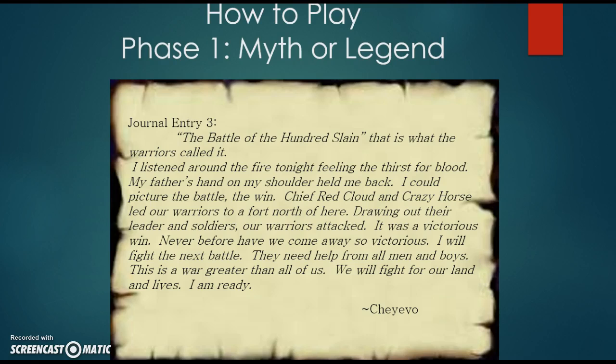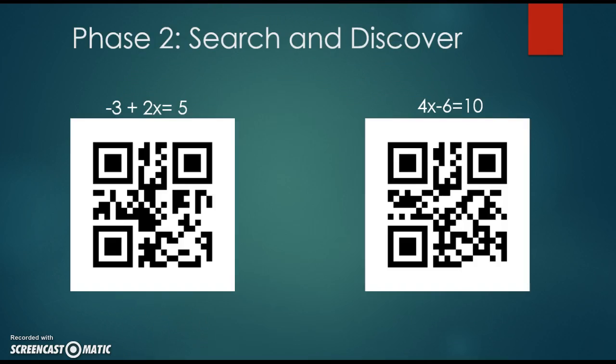By completing that, they have completed phase 1 and then will be moved into phase 2, which is a search and discover. Through their research in phase 1, they will have learned that the number 4 is very important to Lakota people. And so they will have 5 different equations at the beginning of phase 2 that they will have to solve. 2 of those equations, shown here on the screen, have the solution of 4, since 4 is a very important number for Lakota people. Once they realize that pattern, those 2 solutions with the number 4, they will QR code those and come up with 2 coordinates.